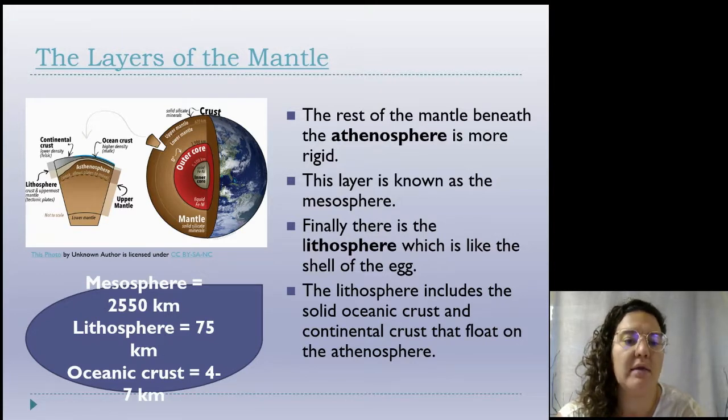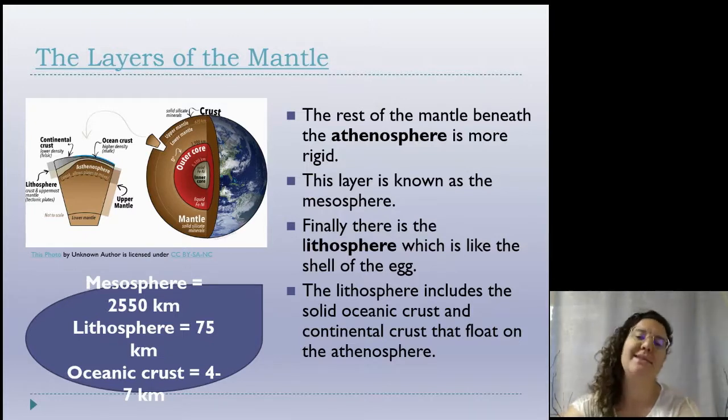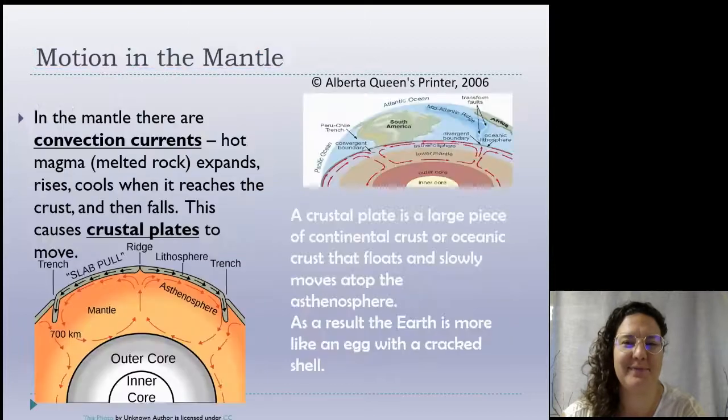Okay. And the oceanic crust could be roughly 4 to 7 kilometers thick, where the lithosphere is about 75 kilometers thick. So we can't dig to China, because not only would we have to go through magma, but we would also have to go through a solid iron or nickel core, which isn't possible.